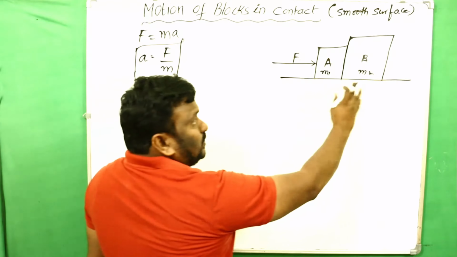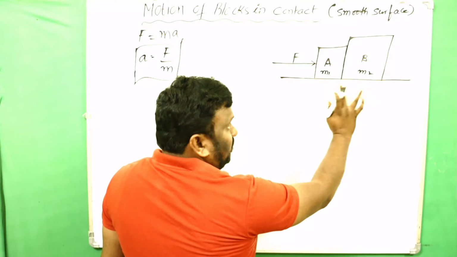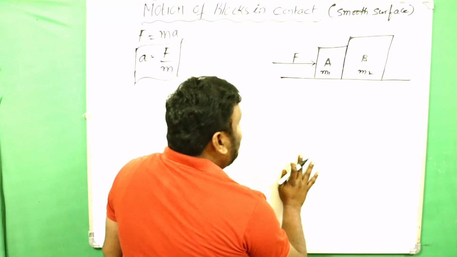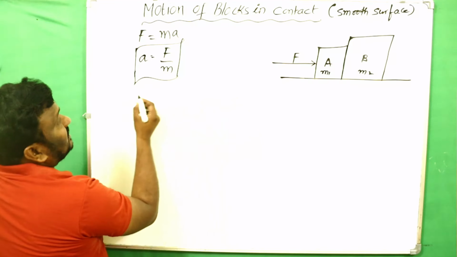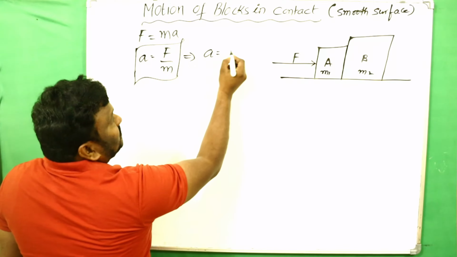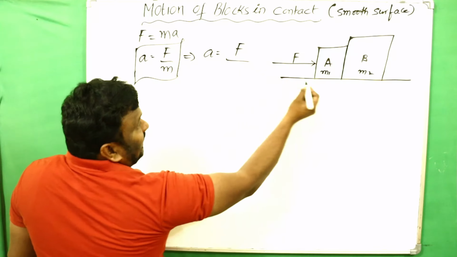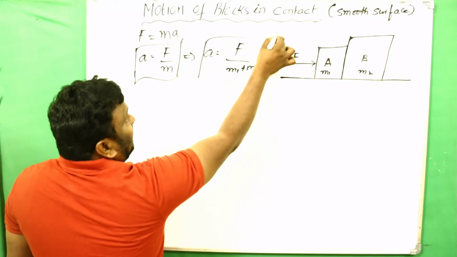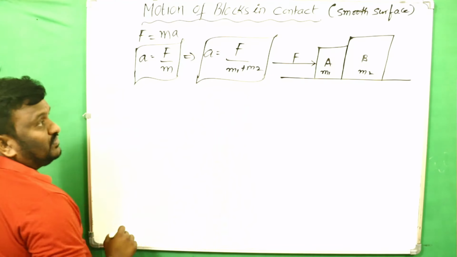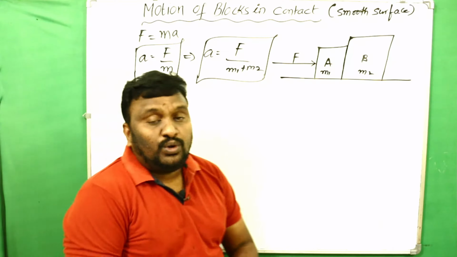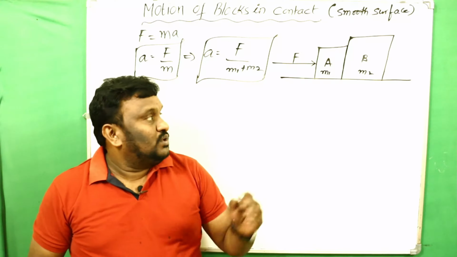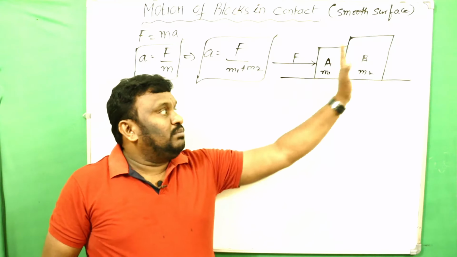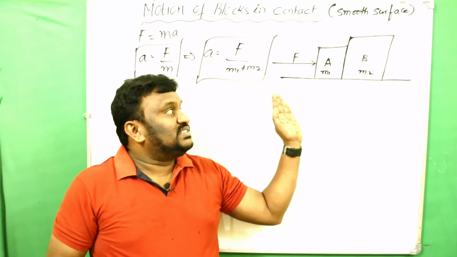Here these two blocks can be taken as one system, so the total mass is m1 plus m2. For that combination, a equals the applied force F divided by the total mass, m1 plus m2. So this is the expression for acceleration. It is very clear. Here you have to observe, when we push A, then both move.